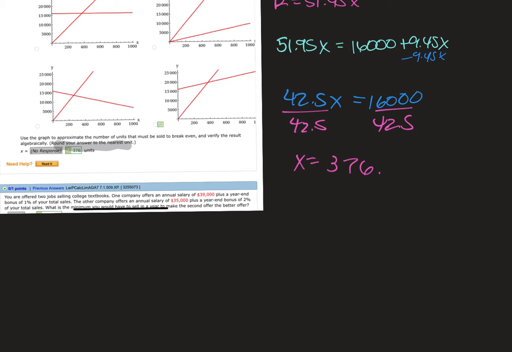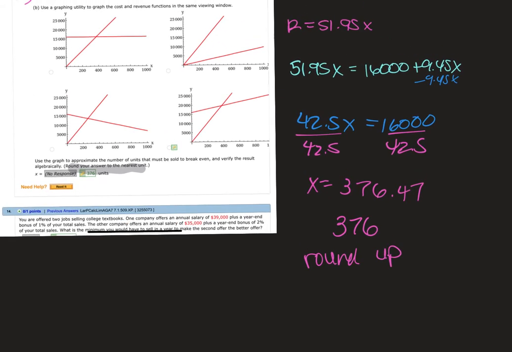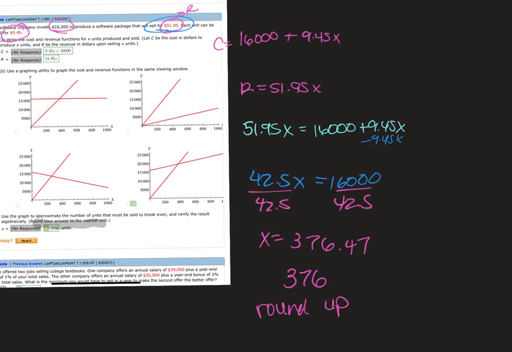So this one, the wording said approximate the number of units to be sold to break even. I actually think a better answer here is 377, because if you round down to 376, you don't break even yet. So I would want you to round up. If you go off the graph, that's kind of what it was telling you to do. I would make the C and the R the Y here, plug those equations in, and look for where they cross, which was here. And the x value there was that 376.